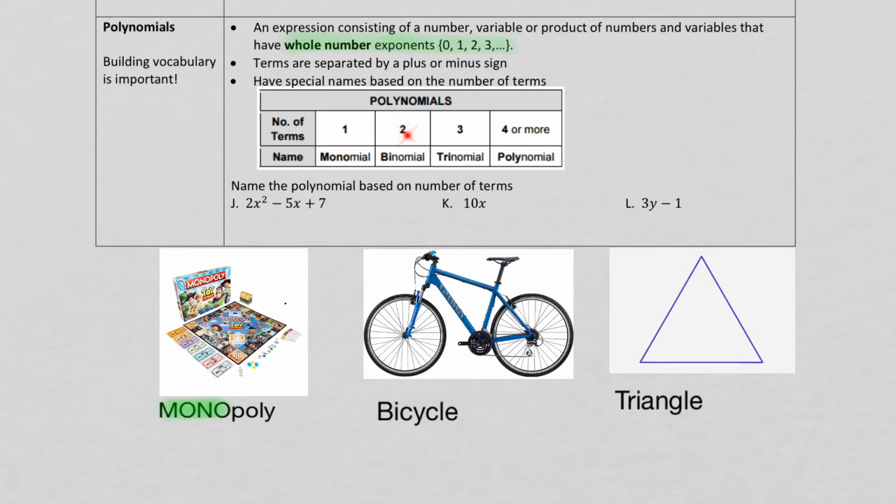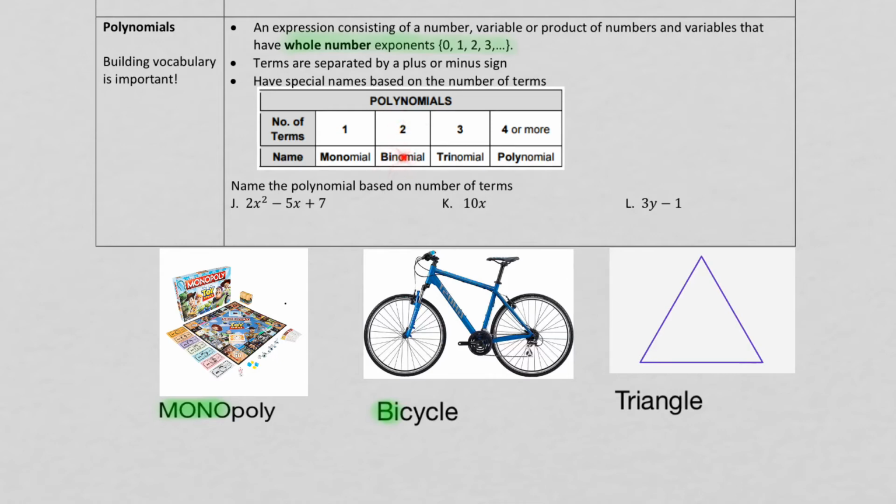If a polynomial has two terms, that's called a binomial. Again, think about the word bicycle. The bi in bicycle means that you have two wheels in your bicycle. So the prefix bi means two. So a two-termed polynomial is called a binomial.